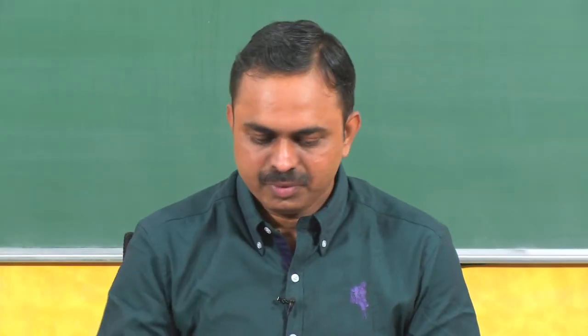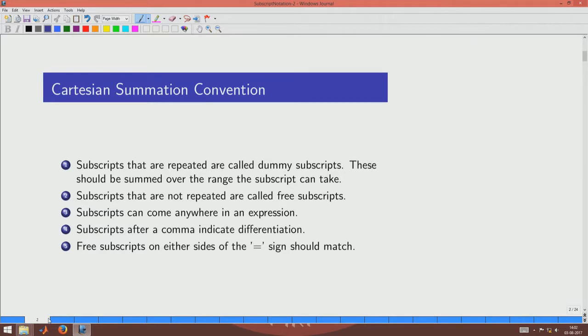Welcome back to the session on subscript notation. So, in this session we will be looking at one more quantity epsilon and then how we can combine the Kronecker delta and epsilon to make some of the derivations. So, just a brief review of the subscript notation or the so called Cartesian summation convention.